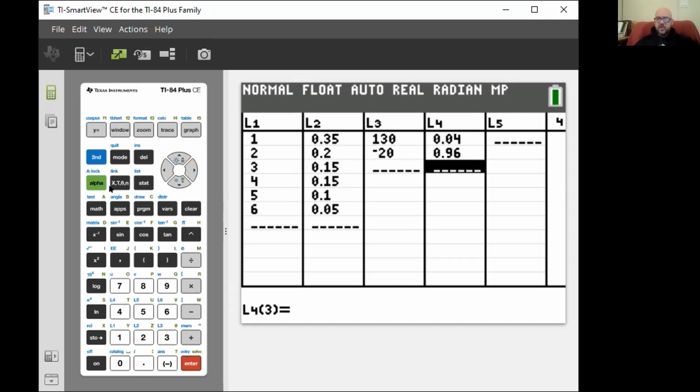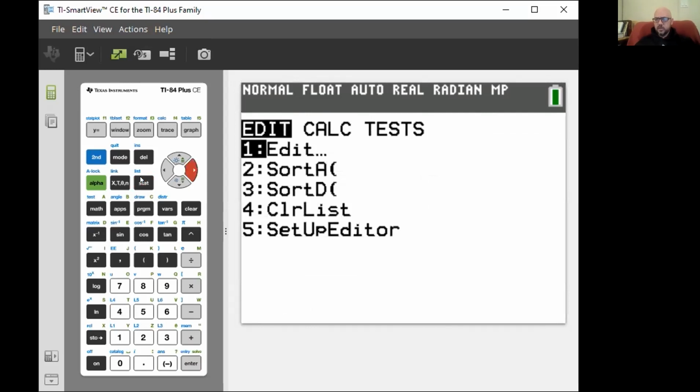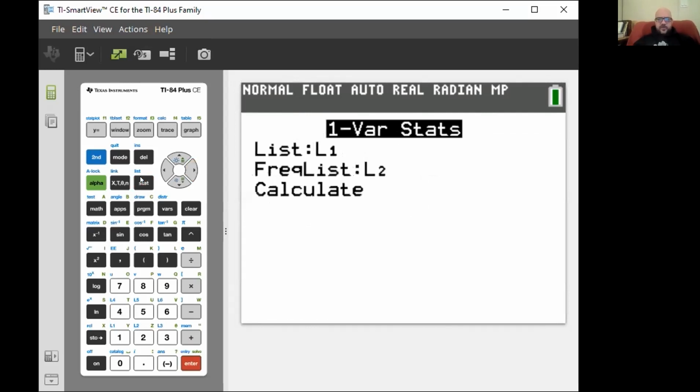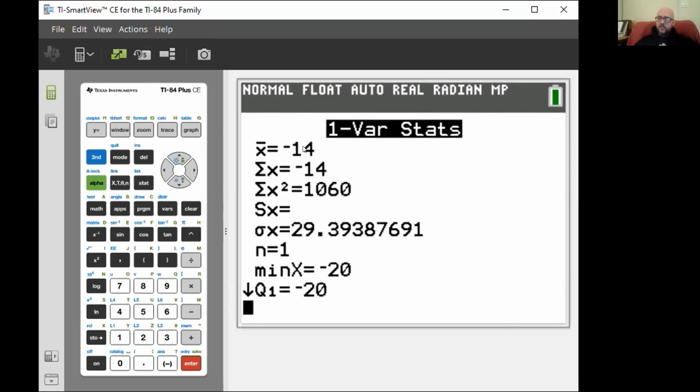And so my expected value is just the average, right? And so I'm just going to use one variable stats, a list of L3. That's the thing I'm averaging. Frequency list of L4. Average, as we would expect, is negative 14, right? So we're expecting to lose $14 on average of our 20, right? So that's the long-term average, $14 lost per time we do this raffle if we buy 4 tickets every time, which should be 100% expected, right?